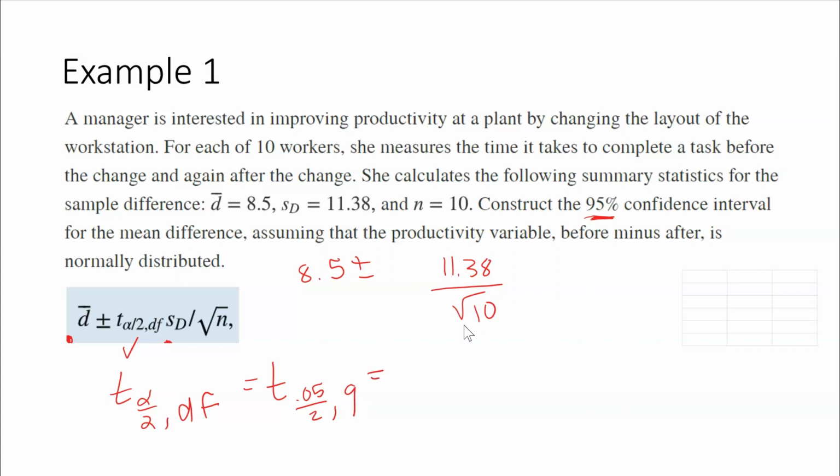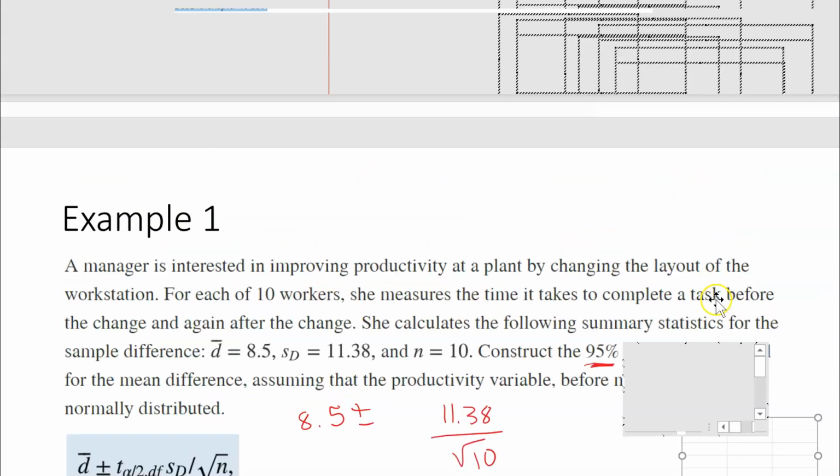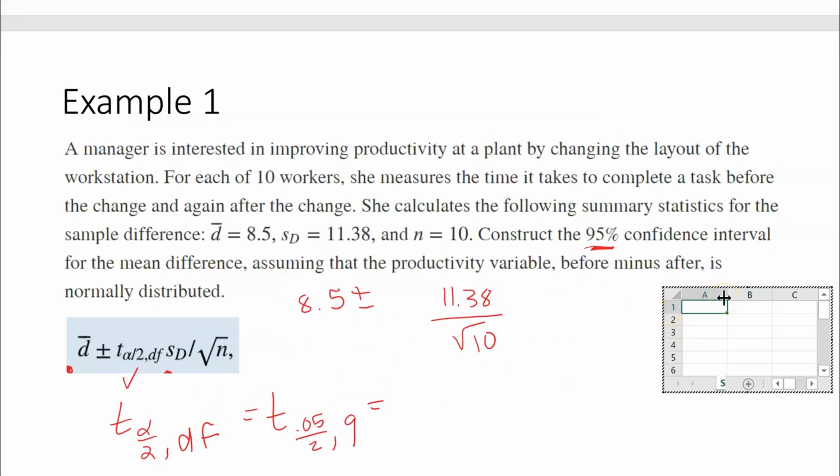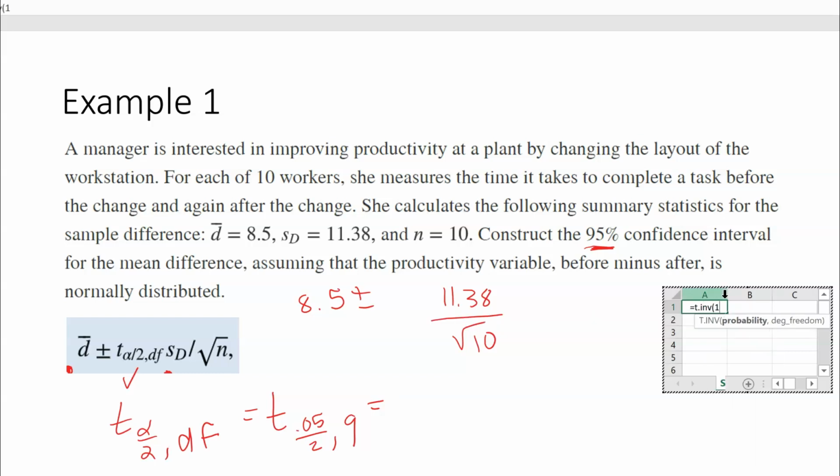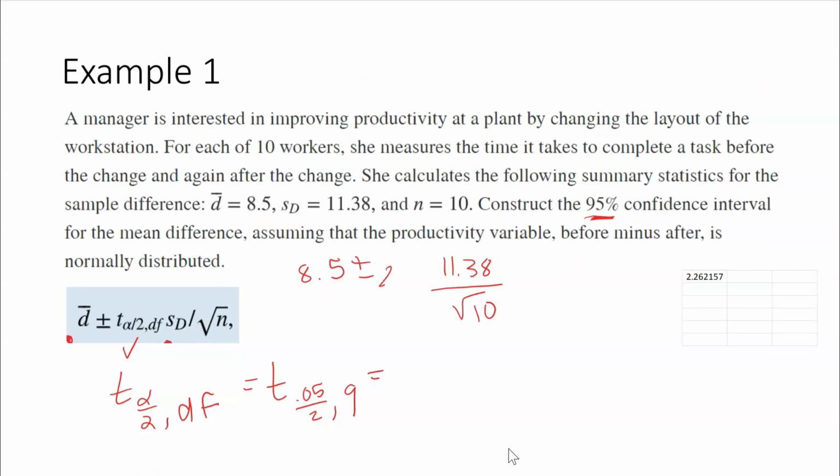And so let's go ahead and put that into the calculator, or the Excel, I should say. So we want the inverse T, and the probability is 1 minus 0.05 over 2. Maybe you know that value. And so that's 2.26 is our critical T there. So we're going to put that right in there, 2.26. And so we'll calculate that.